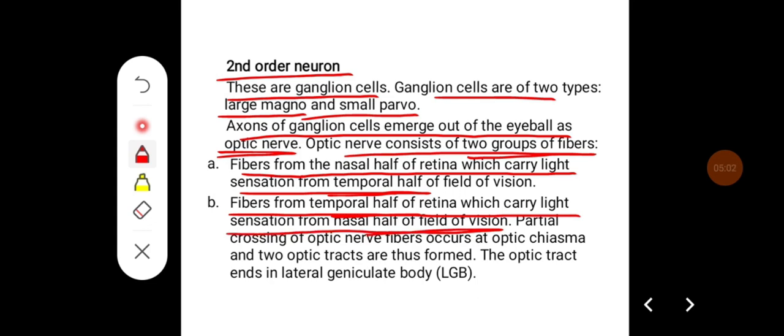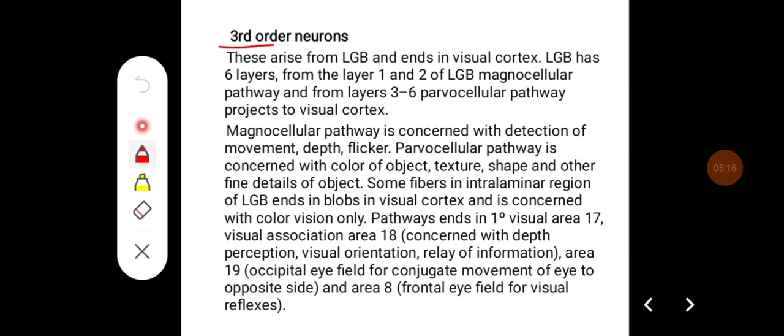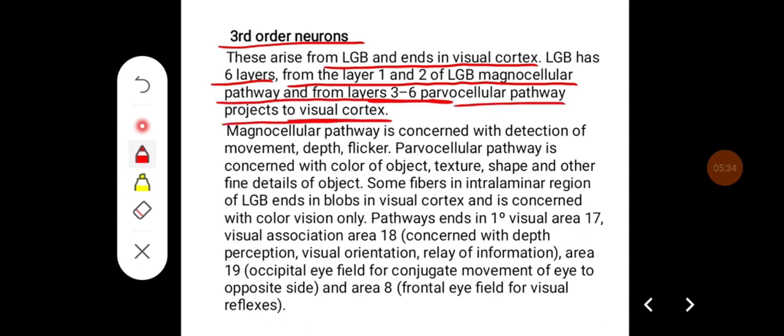There will be partial crossing of the optic nerve fibers at the optic chiasma, and two optic tracts are thus formed. The optic tract ends in the lateral geniculate body. Then third order neurons. These arise from the lateral geniculate body and end in the visual cortex. Lateral geniculate body has 6 layers. From layers 1 and 2, the magnocellular pathway, and from layers 3 to 6, the parvocellular pathway projects to the visual cortex.